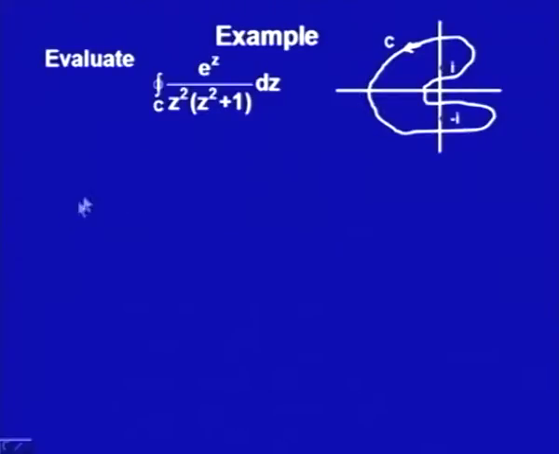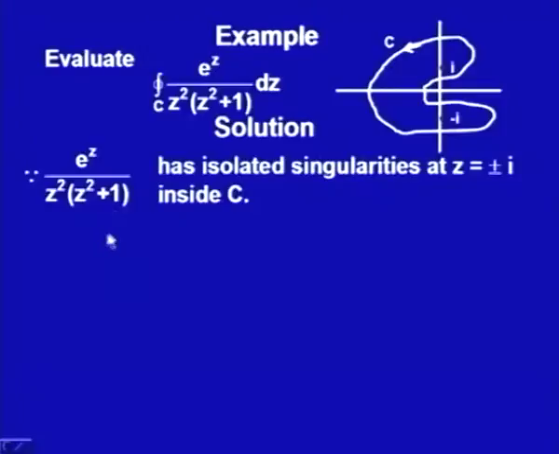So, the function which is given here is e to the power z upon z square into z square plus 1. Simply, it would have singularities at certain points. e to the power z is an entire function, but in the denominator I do have z square and z square plus 1. So, it would have singularities at z is equal to 0 and z is equal to plus minus I.